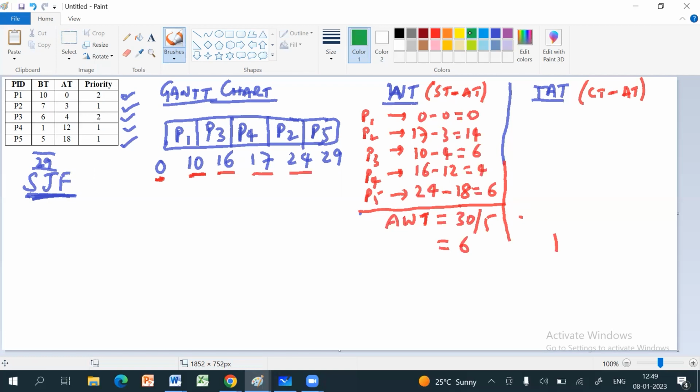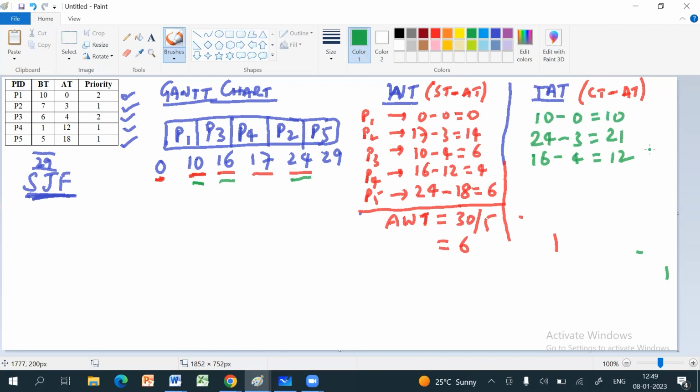So average turnaround time is completion time minus arrival time. So P1 has completed at 10. So that would be 10 minus the arrival time. Then P2 has completed at 24. 24 minus its arrival time. Right. Then P3 completed at 16. 16 minus its arrival time, which is 4. So that comes up to 12.